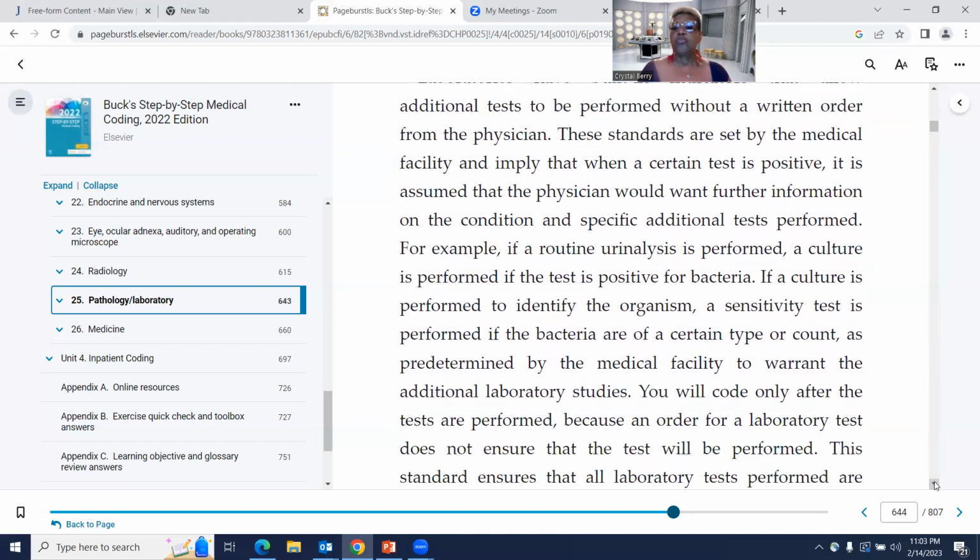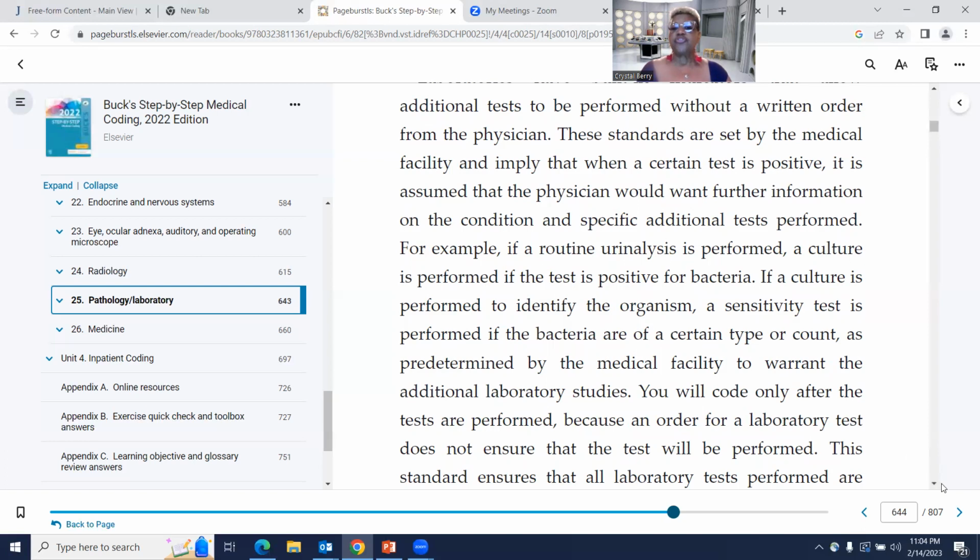You will code only after the tests are performed, because a laboratory test being ordered does not ensure that the test will be performed. So it's letting you know there, just because they ordered that test doesn't necessarily mean that they're going to go ahead and provide that testing.